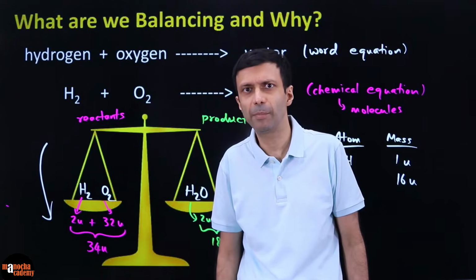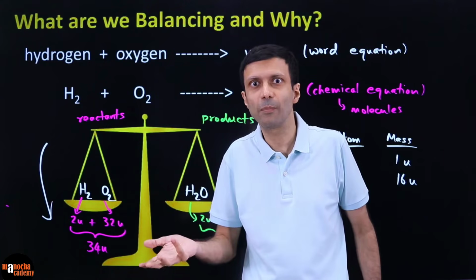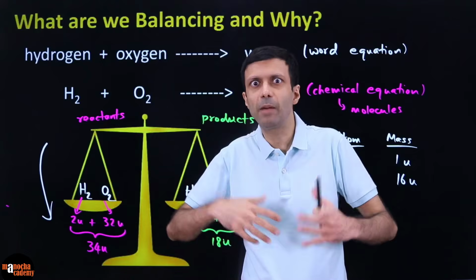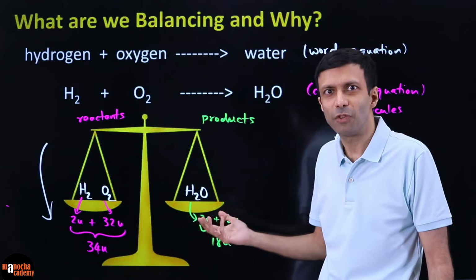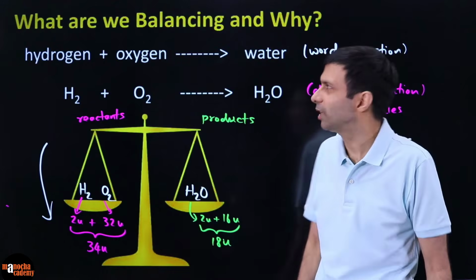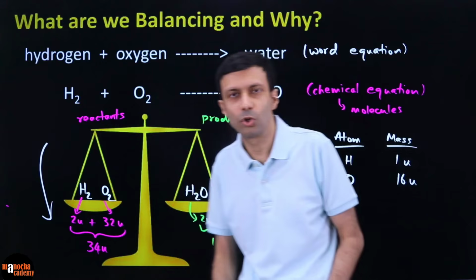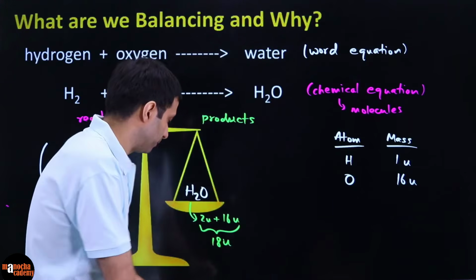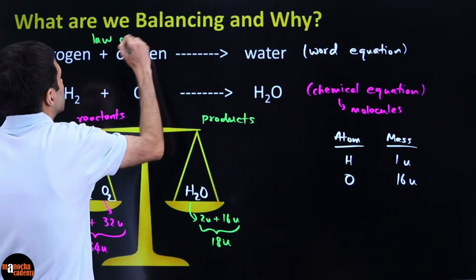Can a loss in mass happen in a chemical reaction? We know there is the law of conservation of mass. Mass cannot simply appear or disappear. So this is against the law of conservation of mass. So that is what we are trying to satisfy here. We are trying to balance because we want to satisfy the law of conservation of mass.